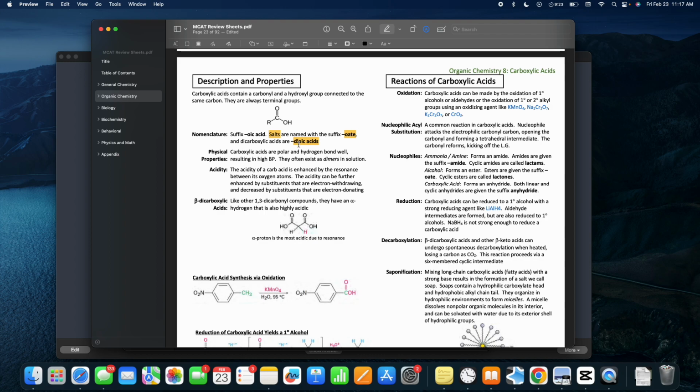The physical properties are polar and hydrogen bond well, resulting in high boiling point. They often exist as dimers in solutions. The acidity of a carboxylic acid is enhanced by the resonance between its oxygen atoms. So, enhanced acidity, enhanced by resonance between oxygen atoms.